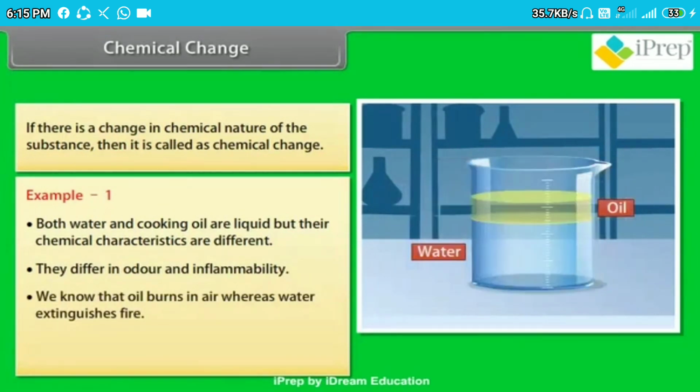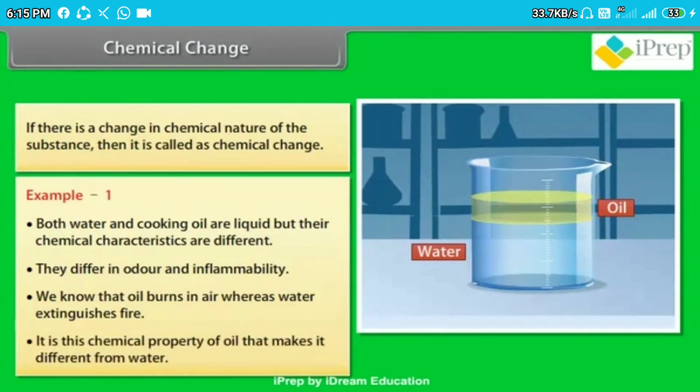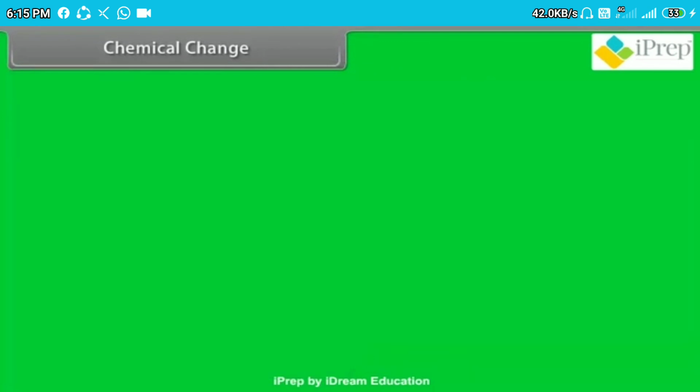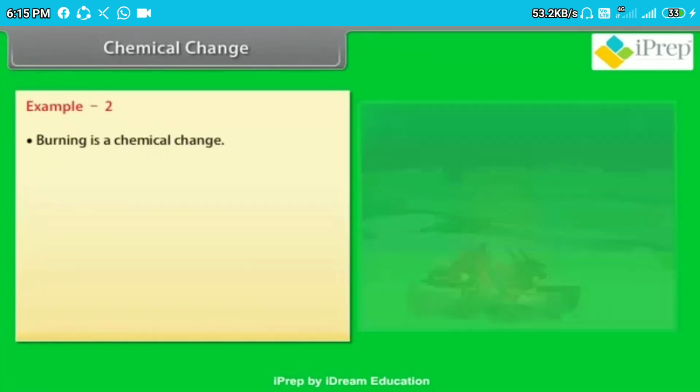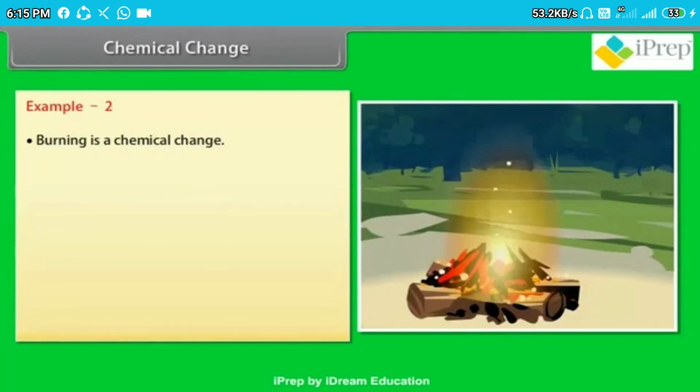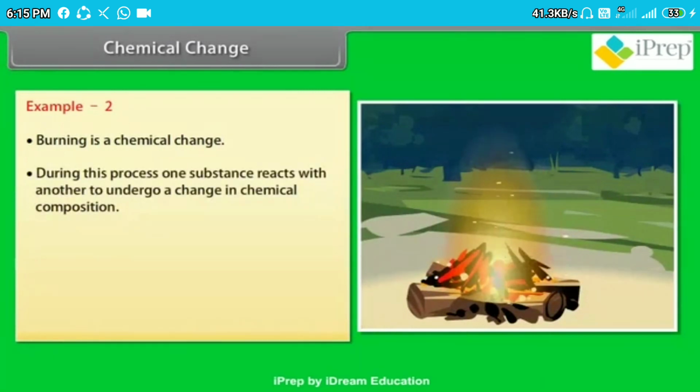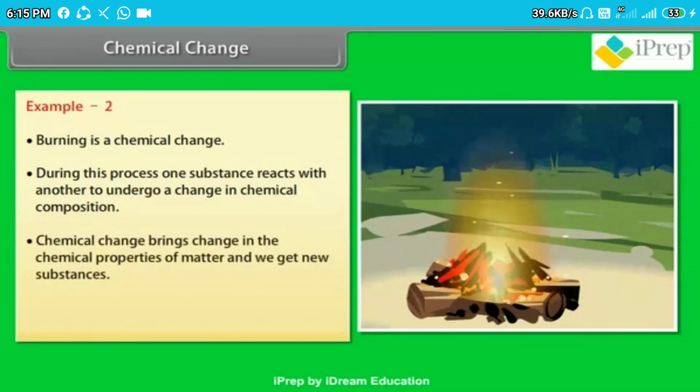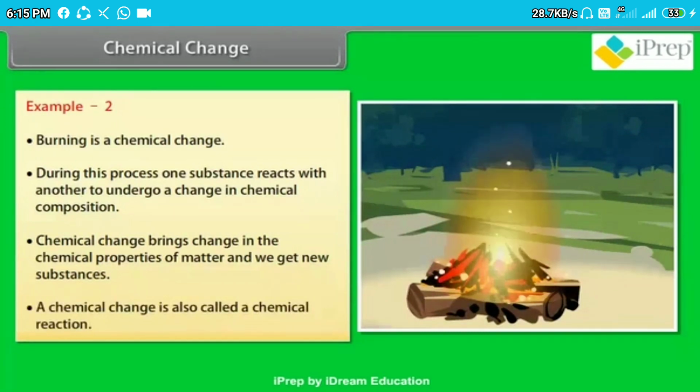We know that oil burns in air, whereas water extinguishes fire. It is the chemical property of oil that makes it different from water. Example 2. Burning is a chemical change. During this process, one substance reacts with another to undergo a change in chemical composition. Chemical change brings change in the chemical properties of matter, and we get new substances. A chemical change is also called a chemical reaction.